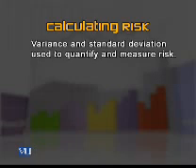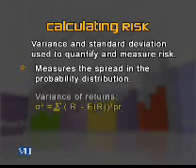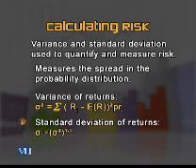So how do you calculate risk? We can talk about variance. We can talk about standard deviation. Variance and standard deviation are used to quantify and measure risk. They are the two key components that will help you measure risk. They measure the spread in the probability distribution. That is how you will understand risk when you look at the mean to variance and the mean to standard deviation.